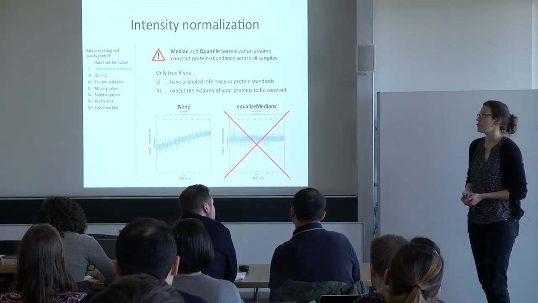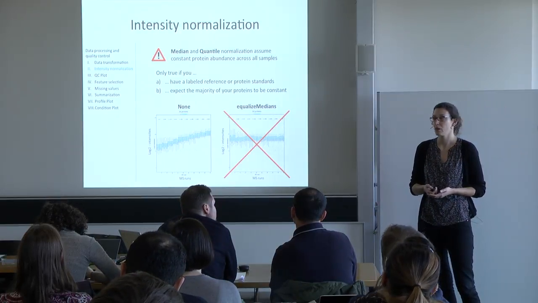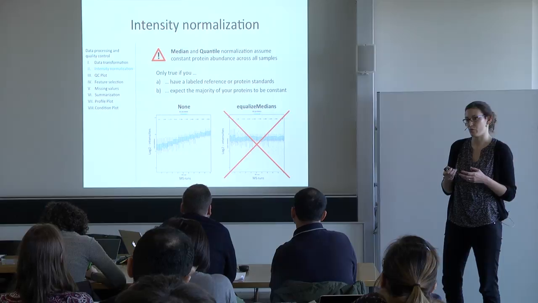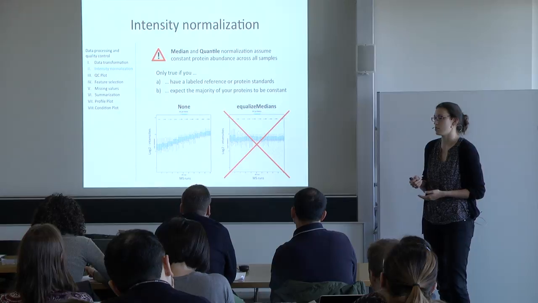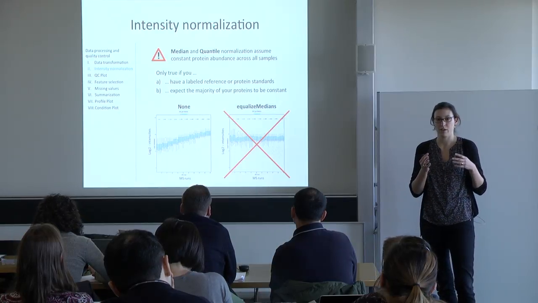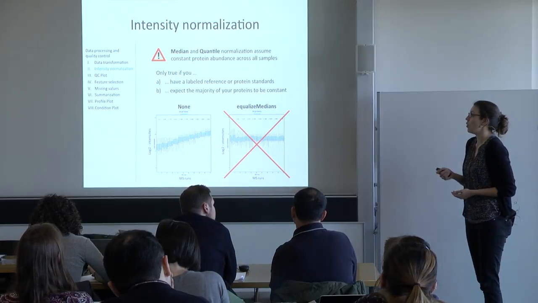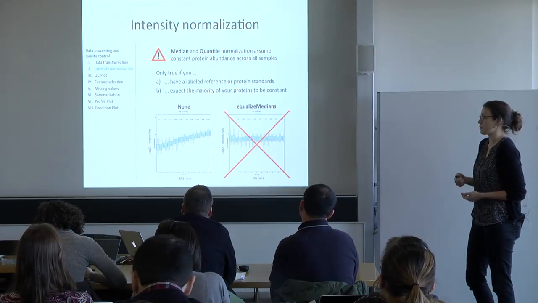So there are a couple of considerations that you should keep in mind when you select the normalization method, because the different normalization methods have certain assumptions that need to be met. So for a median and quantile normalization, you really expect that the majority of your proteins do not change in abundance across all the samples. So this is only true in cases where you have a heavy reference standard, or if you have protein standards in your sample, or if you have, as I said, the majority of your proteins constant.